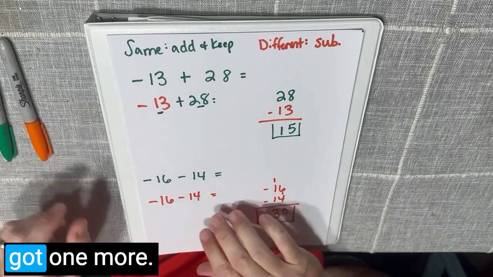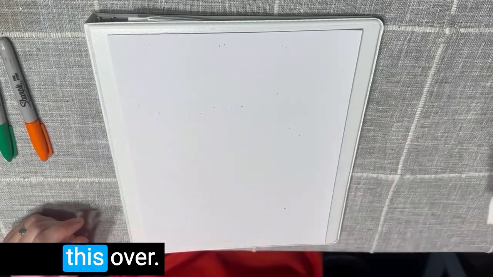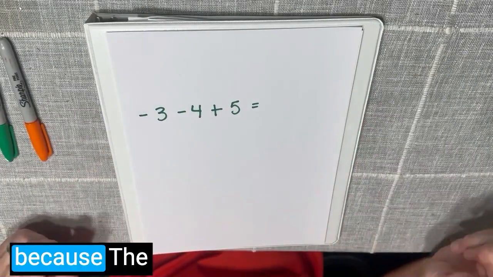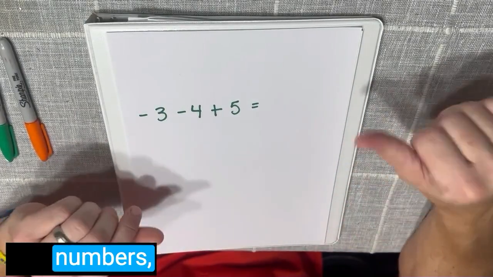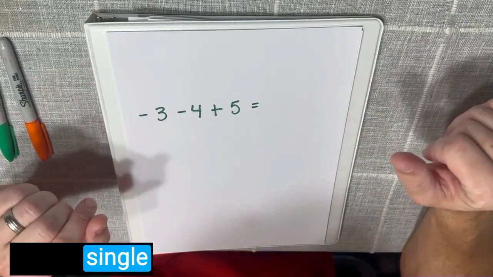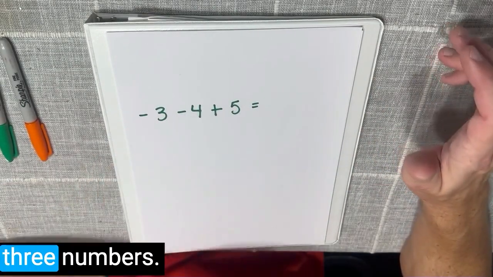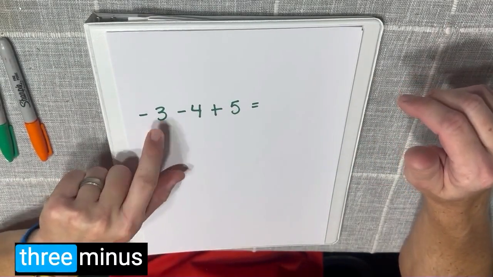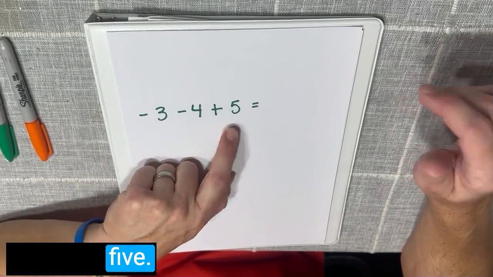All right, mathletes, we got one more. So I'm going to move this over. Here's our last one. Now this one, I'm going to throw a little curveball at you because the other ones we were doing with 2 numbers, whether it was 2 2-digit numbers or 2 single-digit numbers. Now I got 3 numbers, okay? So I have an expression, -3 minus 4 plus 5.